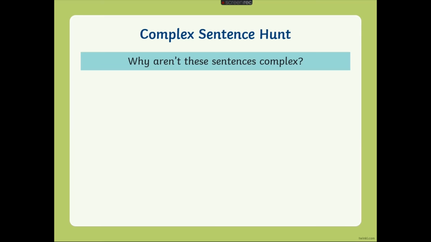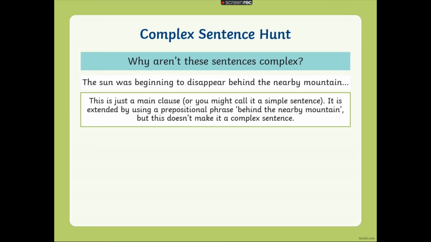Now then, why are these sentences not complex? The sun was beginning to disappear behind the nearby mountain. Why is that not a complex sentence? Well, this is a main clause, or a simple sentence. It's been extended by using a prepositional phrase, behind the nearby mountain, but that doesn't make it a complex sentence. It's just added a prepositional phrase.